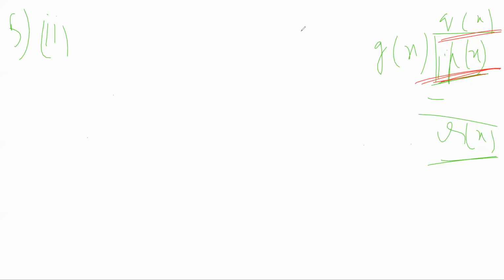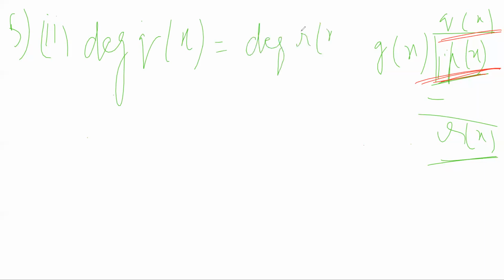So now the second condition is that the degree of q of x must be equal to the degree of r of x. If you refer to the notes, that's why I gave the notes, what they are saying is this degree and this degree must be equal. This is possible when the degrees of both q of x and r of x are less than those of p of x and g of x. So this is the condition for this question.